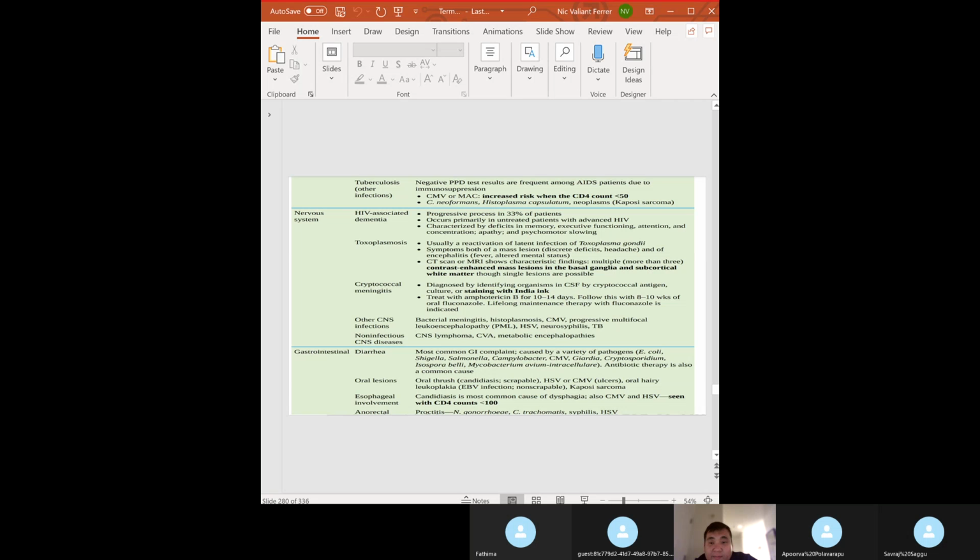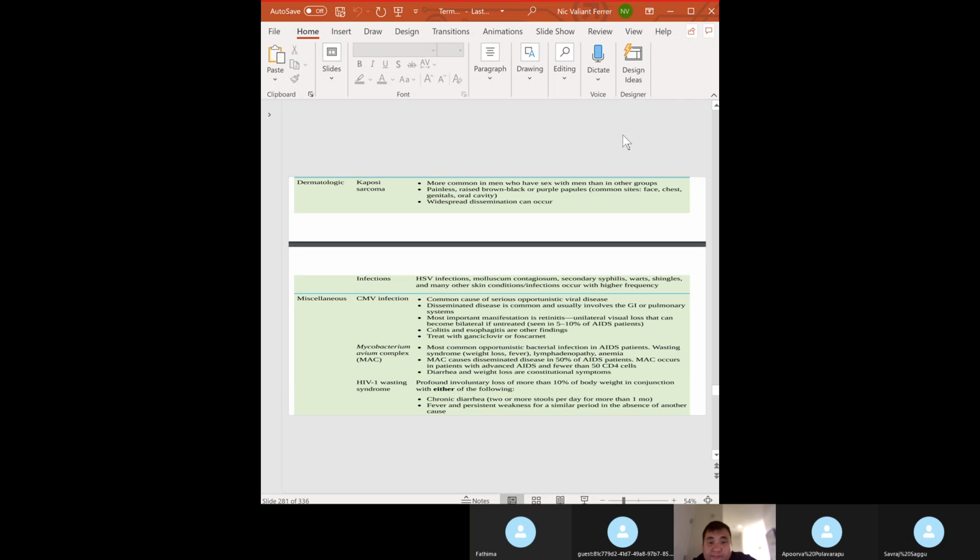You treat with amphotericin B, followed by oral fluconazole. Sometimes fluconazole therapy is indicated for life. Gastrointestinal thing is candidiasis for this one. Highlight that. Also CMV and HSV if the CD4 count is less than 100. Kaposi sarcoma, this is very important, HHV-8 for this. And for others, you have Mycobacterium avium complex. Put the highlight there.